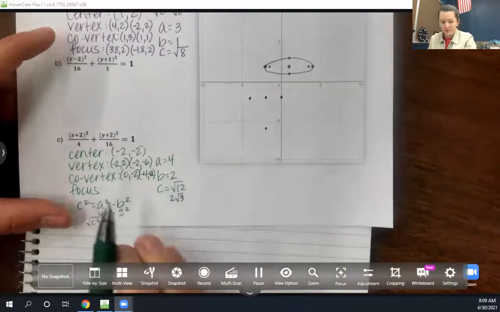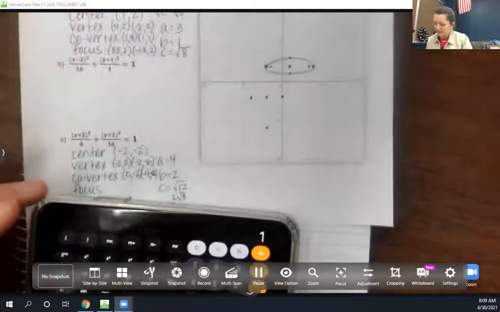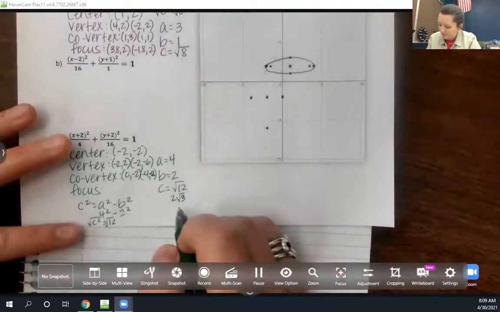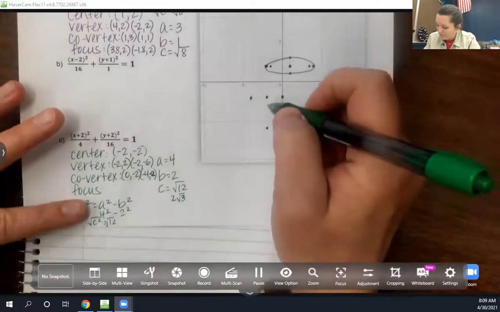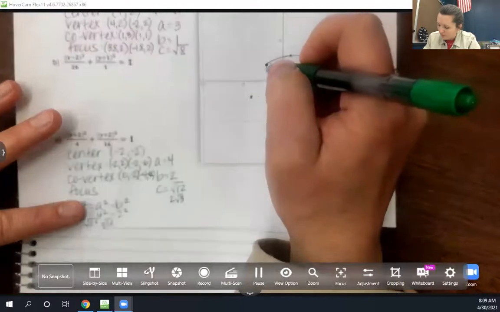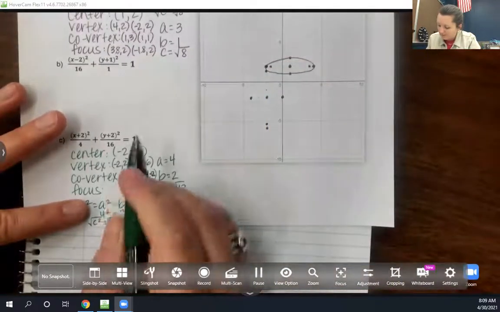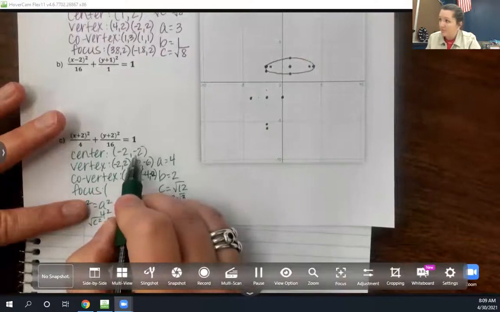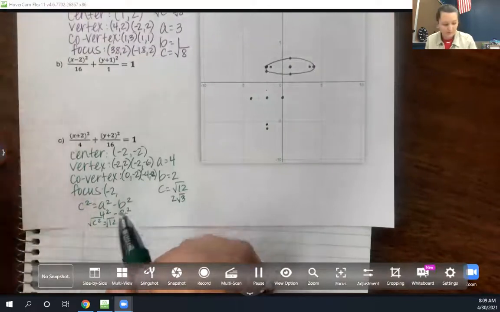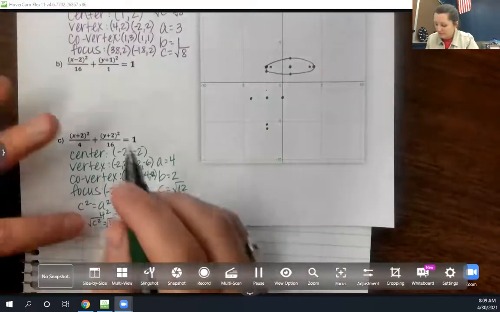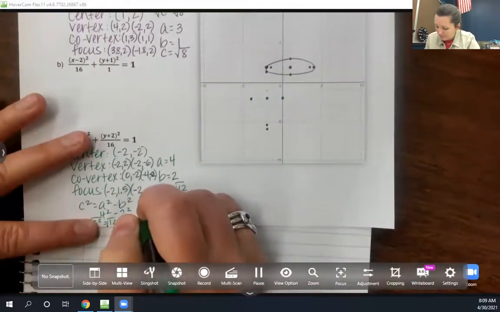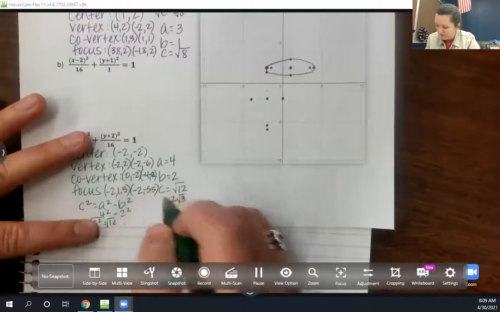All right, now my focus. I'm going to look here because I need an actual number, decimal. So we'll say 3.5. So I'm going to count both ways, 3.5, 1, 2, 3.5 this way, 1, 2, 3.5 this way. So there's your focus. Since it's up and down, it changes my y. So it's negative 2, and then negative 2 plus 3.5 is what, 1.5? And then negative 2 minus 3.5 is negative 5.5.